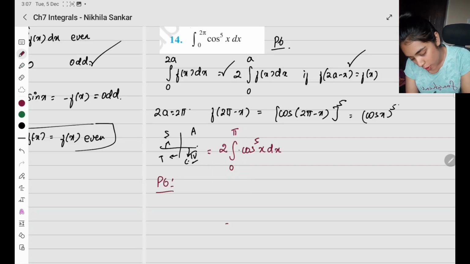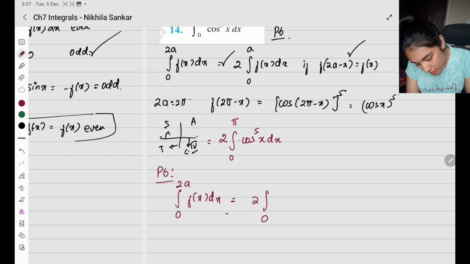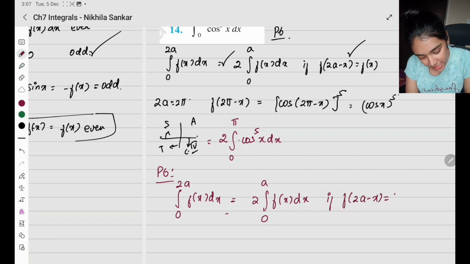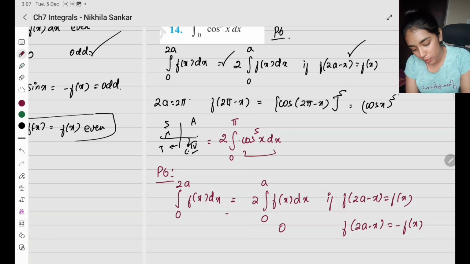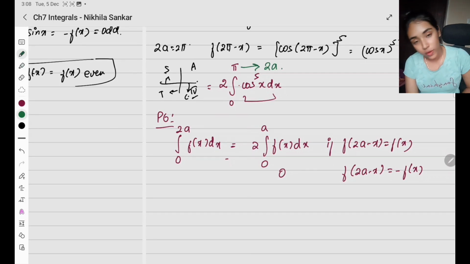Again, when I use property number 6, what is property number 6? Integral of 0 to 2a of f of x dx can be 2 times the integral from 0 to a of f of x dx if f of 2a minus x equals f of x. The second option is 0 if f of 2a minus x is equal to minus f of x. Now what is our function? It is going to be cos power 5x. So here now my 2a is going to be pi.